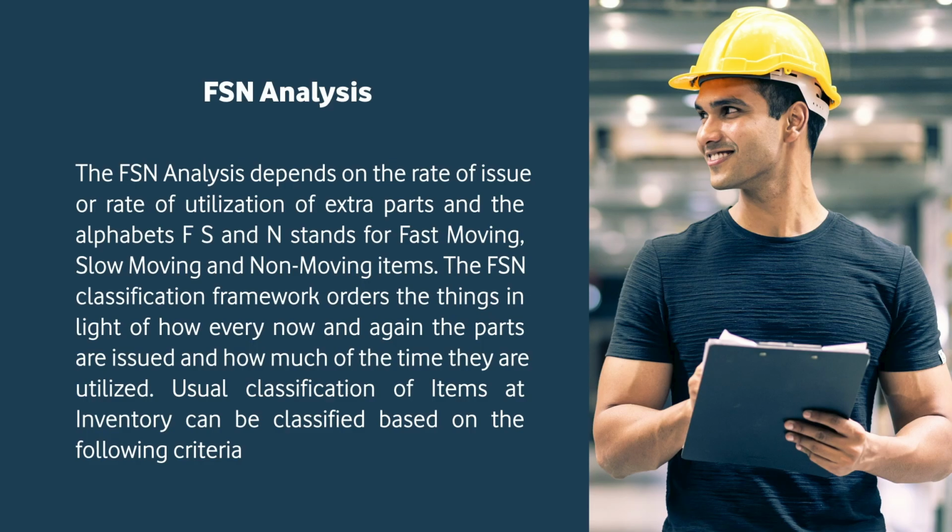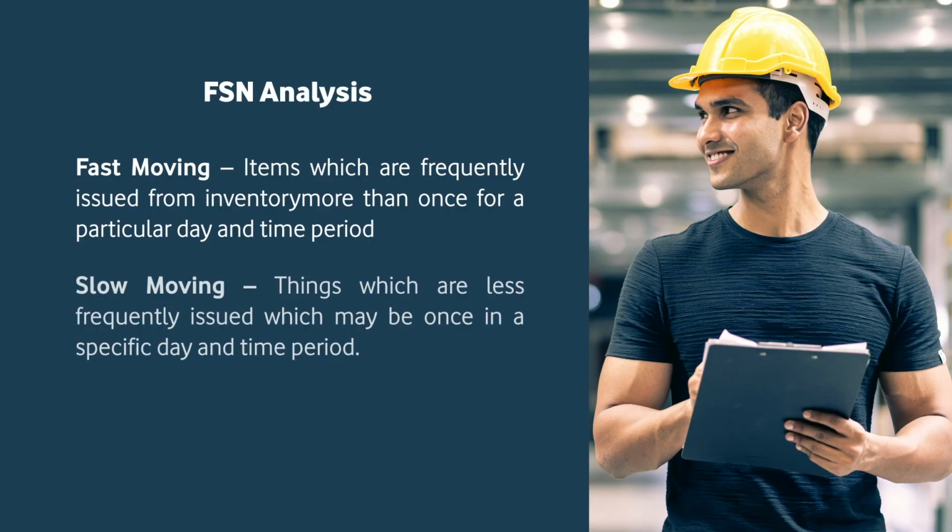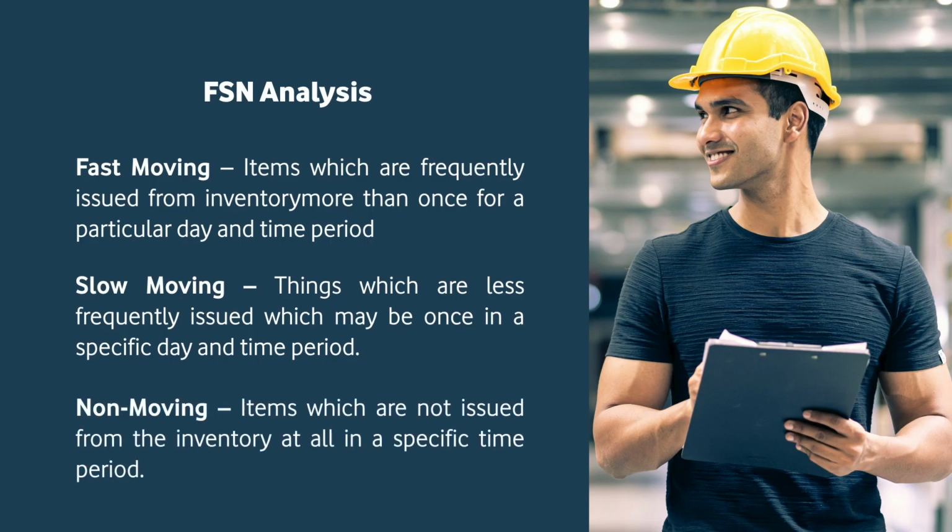The usual classification of the items in inventory can be done based on the following criteria. Fast moving items are frequently used, more than once in a particular day or time period, meaning they are used daily in abundance on the production line. Slow moving items are less frequently used, maybe once in a specific day or time period, meaning once in 1 or 2 days. Non moving items are not used at all in a specific time period, meaning they are rarely used, in a periodic time like 6 months or a year.